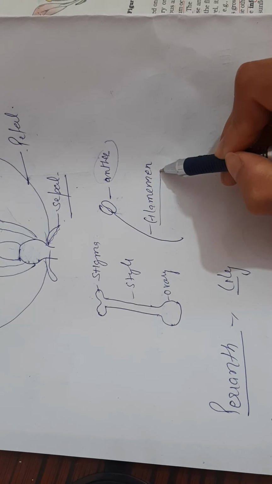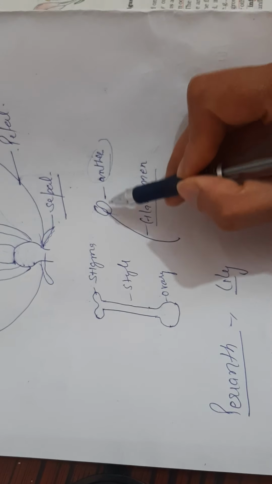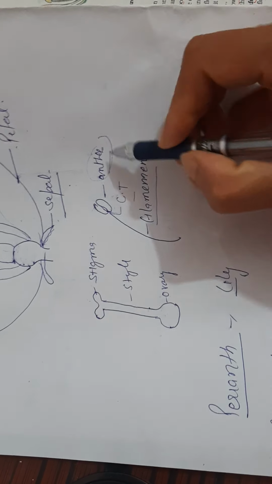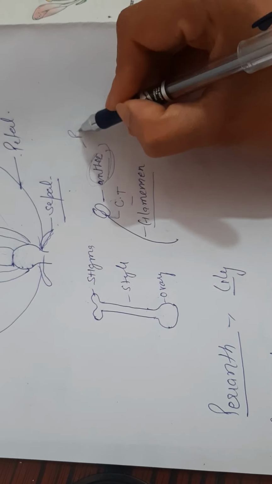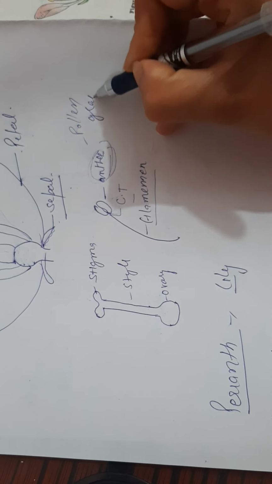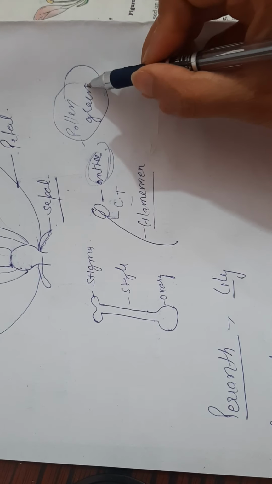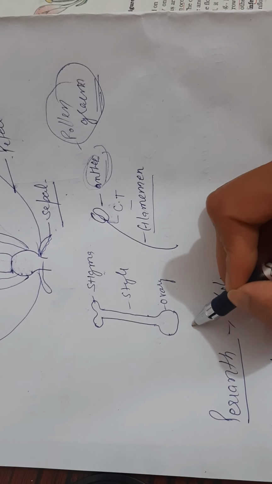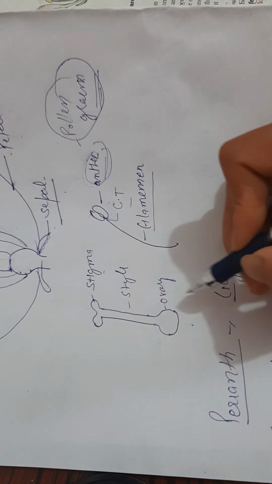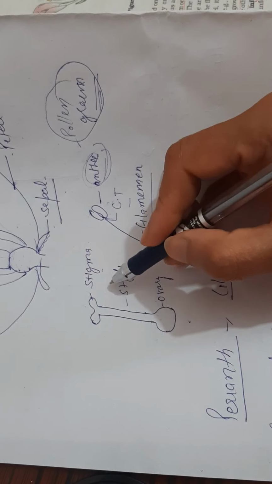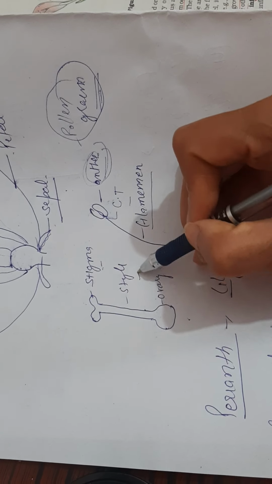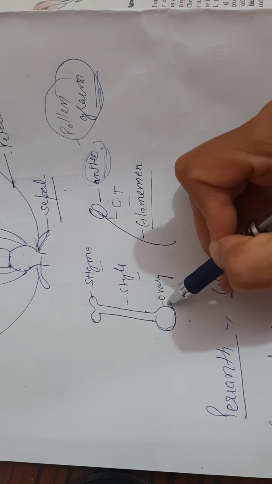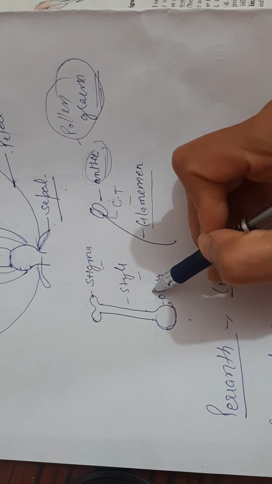In lower classes we have already studied about the flower. Anther and filament are connected with the help of connective tissue. In the anther, pollen grain is formed. Pollen grain is the male gamete. Second, the female reproductive organ is known as the gynoecium. Gynoecium consists of three main parts: stigma, style, ovary. Inside the ovary, egg is present. Egg is the female gamete.